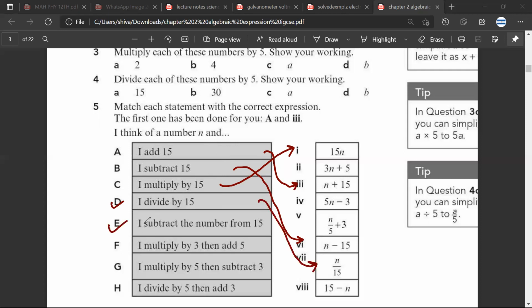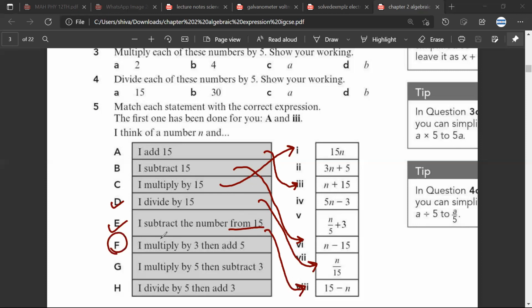Mr. Ariman, E part. It would be 15 minus n. See, I think of a number n and I subtract the number from 15. From 15, I subtract n. So it will be 15 minus n.